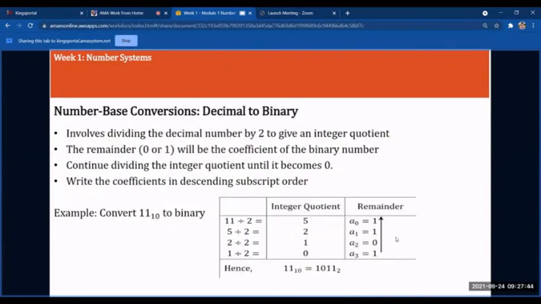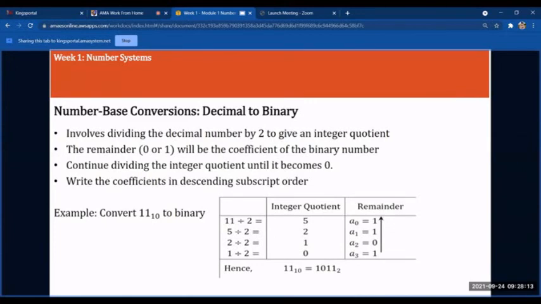So number-based conversion, decimal to binary. It involves dividing the decimal number by 2 to give an integer quotient. The remainder, 0 or 1, will be the coefficient of the binary number. You need to continue dividing the integer quotient until it becomes 0. Then write the coefficients in descending subscript order. Those are the steps of converting decimal to binary.